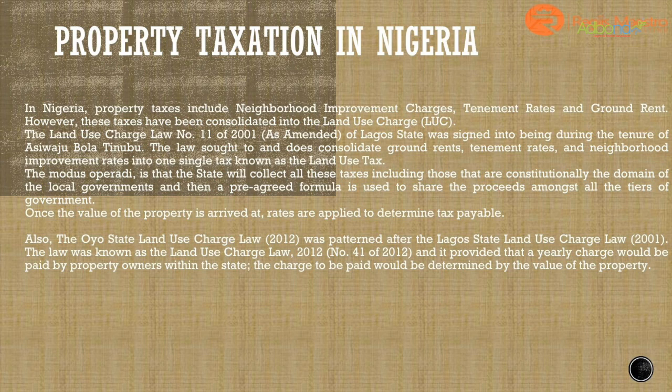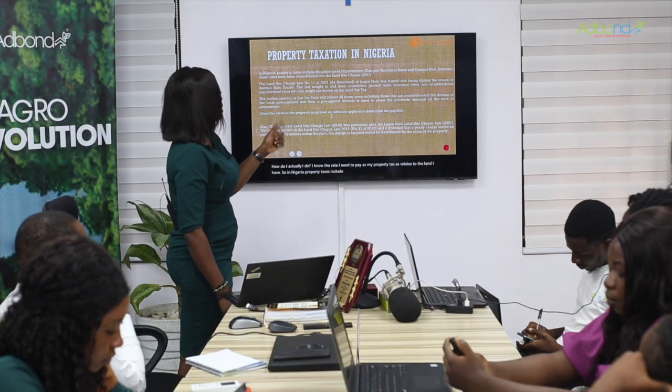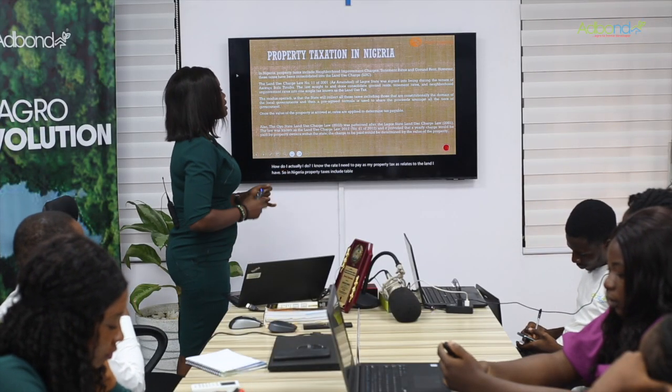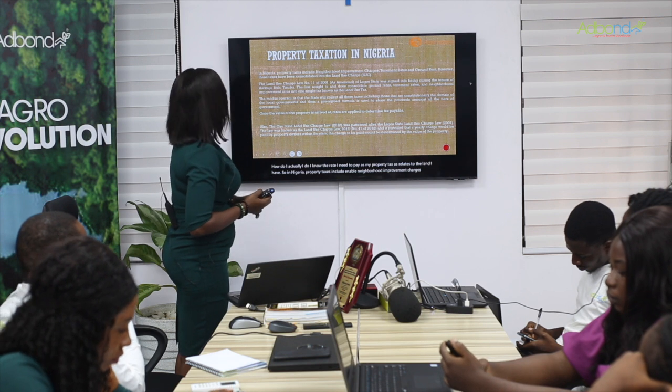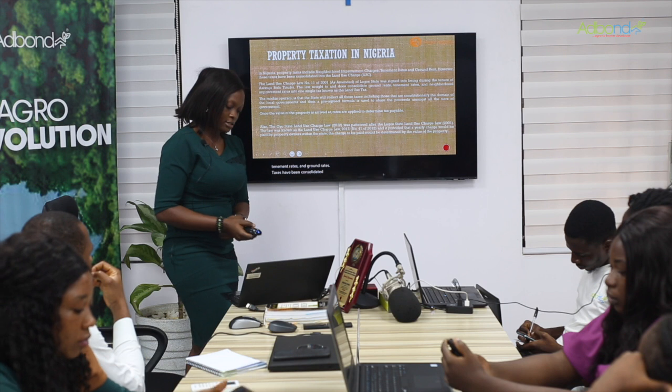So now that we've been able to determine the different properties that we have available, the question is, how do I know the rate I need to pay as my property tax as it relates to the land I have? In Nigeria, property taxes include neighborhood improvement charges, tenement rates, and ground rents. However, these taxes have been consolidated into the land use charge. So what am I saying?